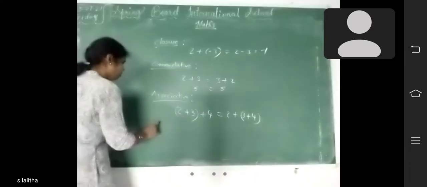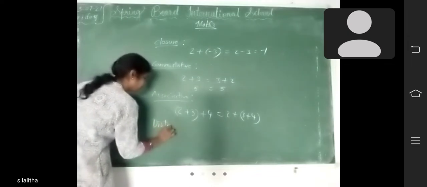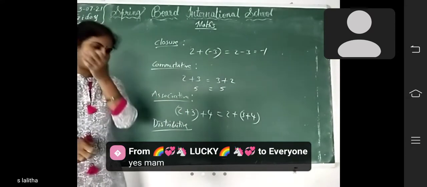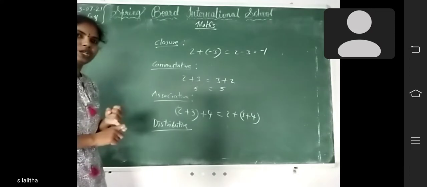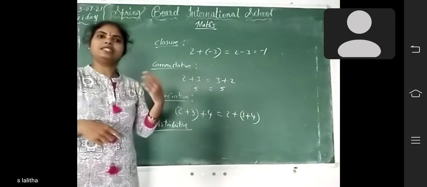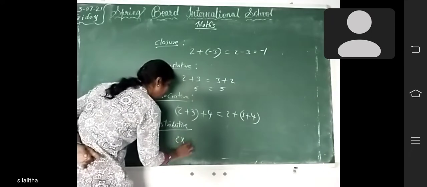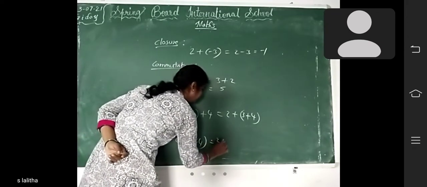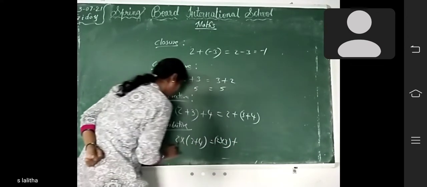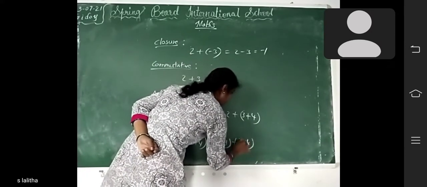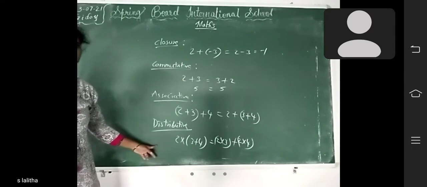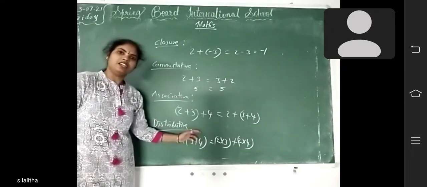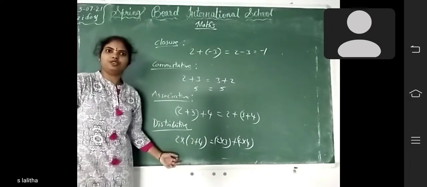Okay. Next, another property is the distributive property. Distributive property means we also take three integers, but here multiplication is there under addition or subtraction, any one. So 2 into 3 plus 4, how can you write this one? 2 into 3 plus 2 into 4. So this is the distributive property, the distributive property of multiplication over addition. Otherwise it is subtraction also, no problem. Okay, this is the distributive property.